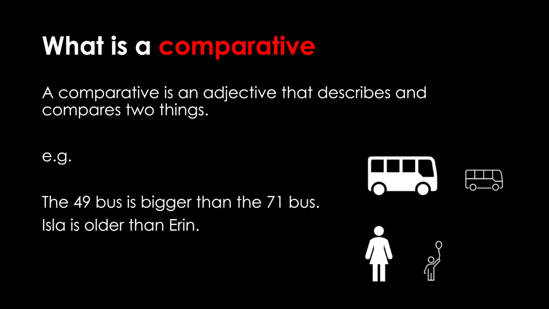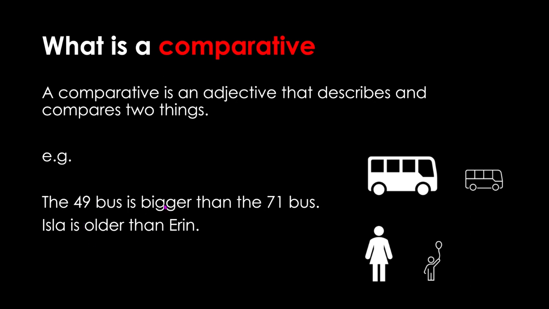So what is a comparative? Well, a comparative is an adjective that describes and compares two things. So, for example, the 49 bus is bigger than the 71 bus. So our comparative in that sentence is bigger. Isla is older than Erin. So the comparative in this sentence is older.